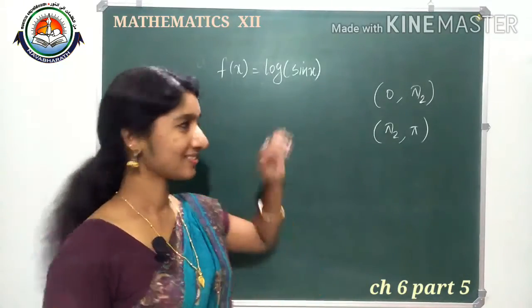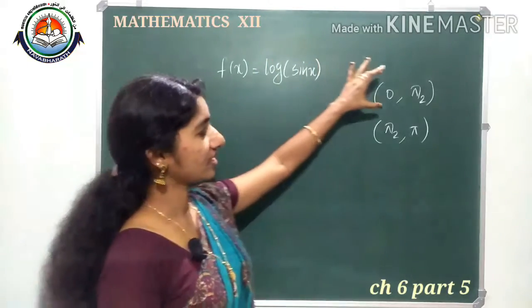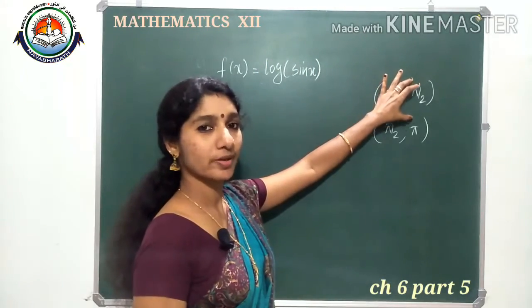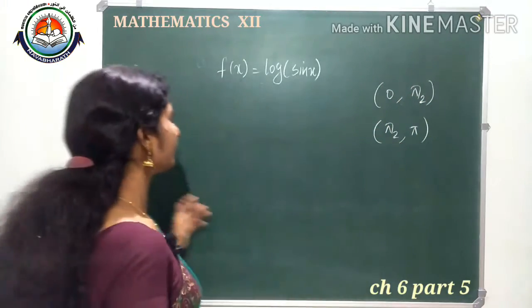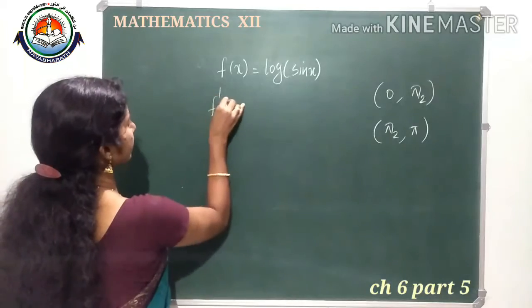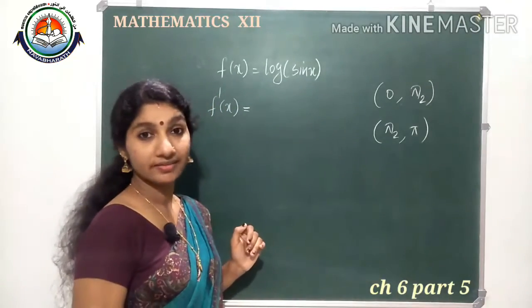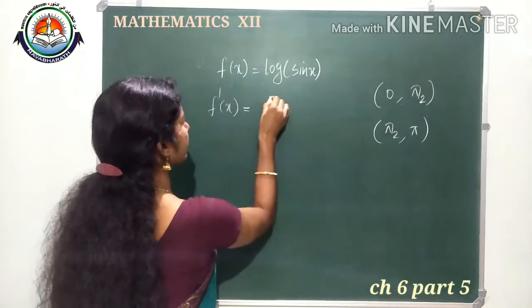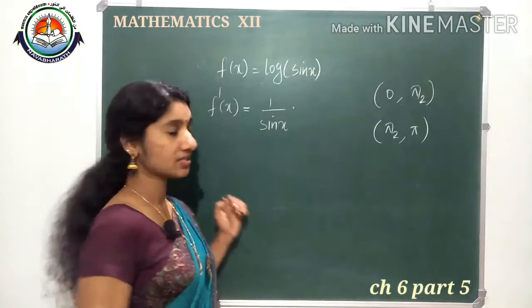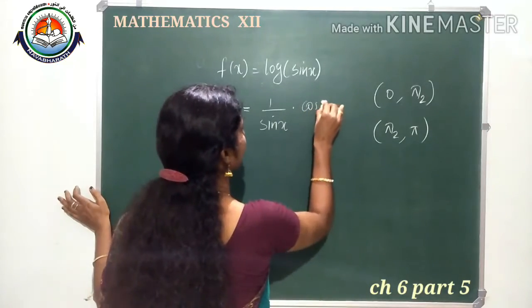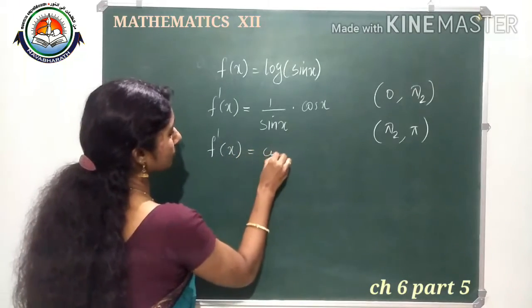Got the question? This given function, we need to prove this function is strictly increasing in the interval 0 to pi by 2 and strictly decreasing in the interval pi by 2 to pi. So for that we need to find f dash of x. F dash of x equal to log of sin x derivative. Log sin x derivative is 1 by sin x into sin x derivative cos x. So we got f dash of x equal to cot x.